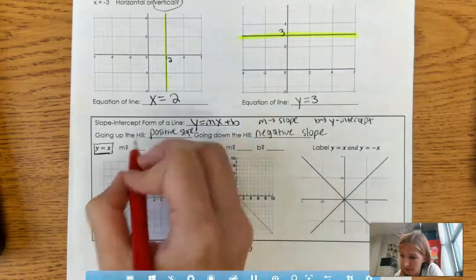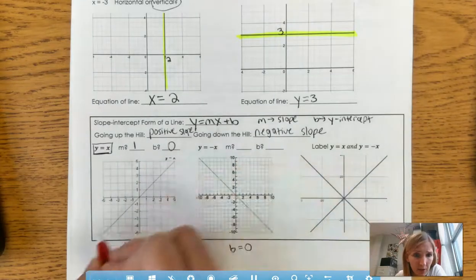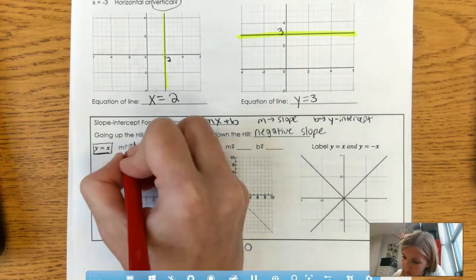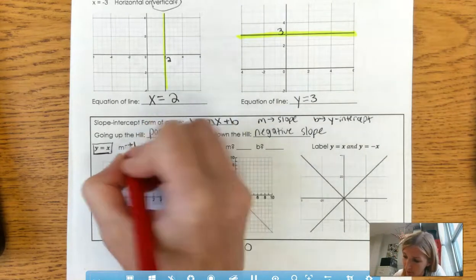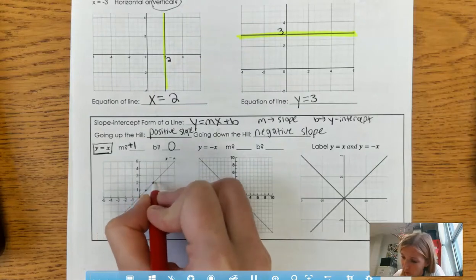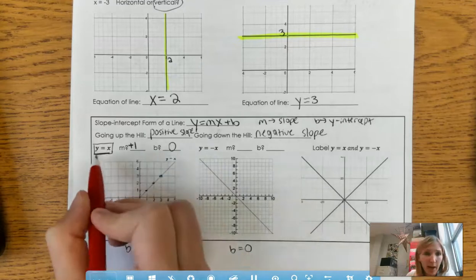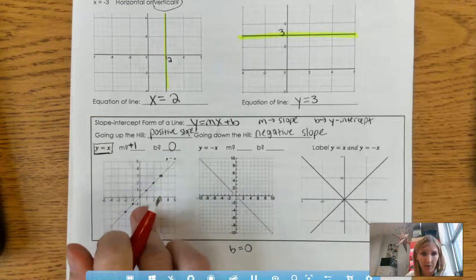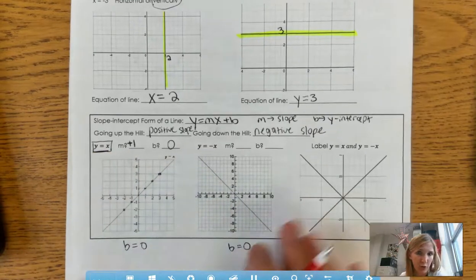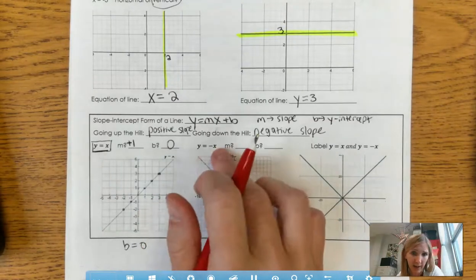So looking at this, my slope is 1, my y-intercept is 0. This is what it looks like graphed, right? My slope is a positive 1, and it's going positive from left to right, plus 1. And I'm going up 1 and over 1, up 1 and over 1. So the line y equals x looks like this. Now this is important because this is a common line of reflection in geometry. The other common line of reflection in geometry is y equals negative x.